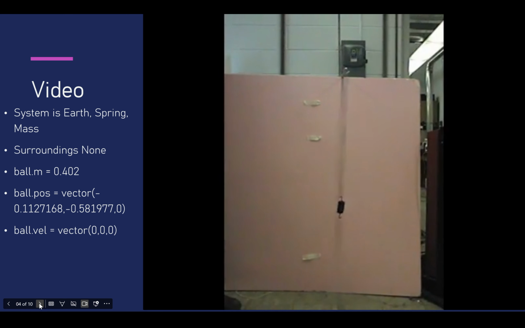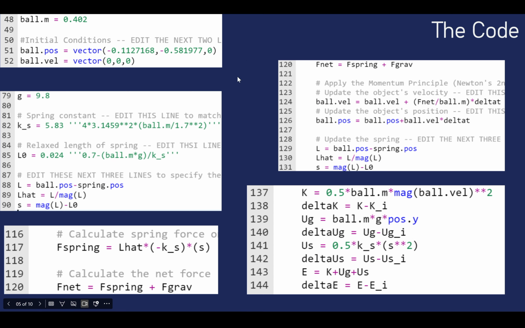Alrighty. Next up is the code. So we have our starting initial conditions up here again. We have a gravity constant, our spring constant, and our relaxed length of the spring, which is calculated by these guys that I just made into a number. So then we have our starting conditions for our force of the spring. Then we enter our while loop. Then we have our spring equation, our F net equation, and gravity's up there too, but it's not included.